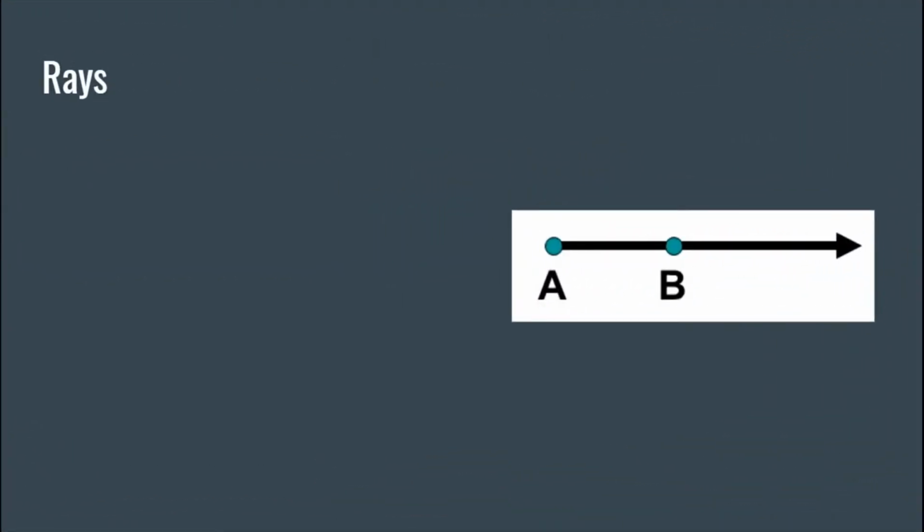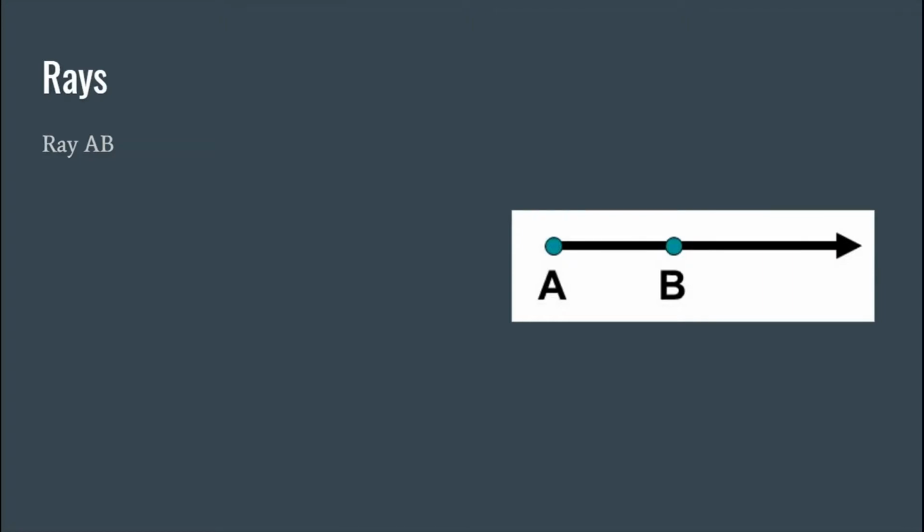Alright, so next up are rays. So rays are kind of like lines and line segments put together, where you start off with the endpoint and it goes off infinitely in one direction. Again, two ways you can label this. We got ray AB, and this time order is important.